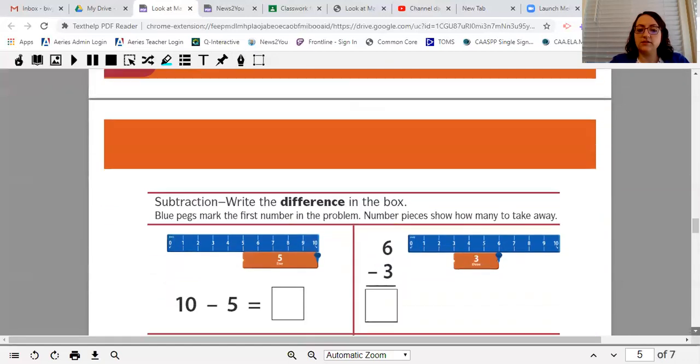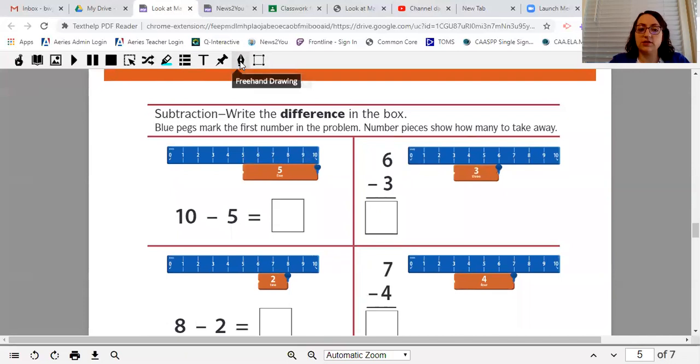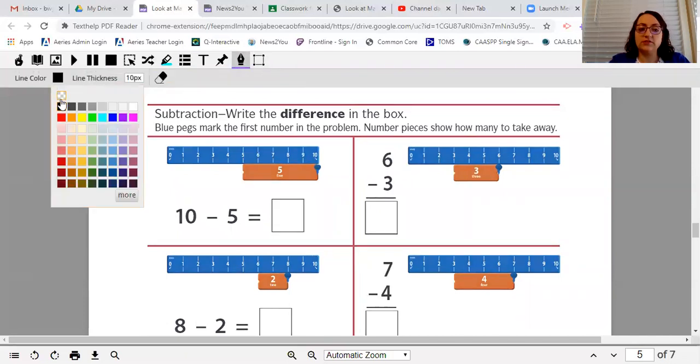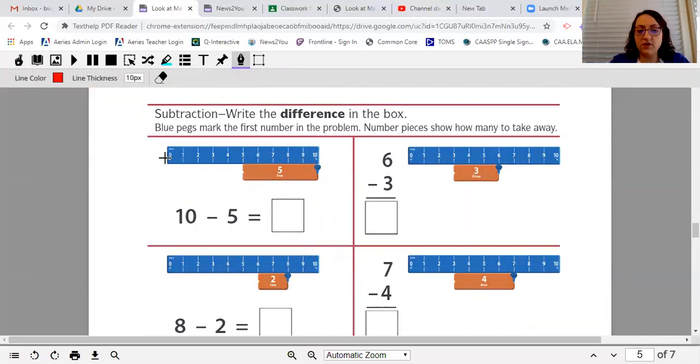So we'll come down to our next page. And now we're going to do some subtraction. So we're going to subtract a number. Overall, we had 10 boxes here. And now we're going to go backwards because we're going to take away 5. So we're going to go 1, 2, 3, 4, 5. And so we are left with 5.